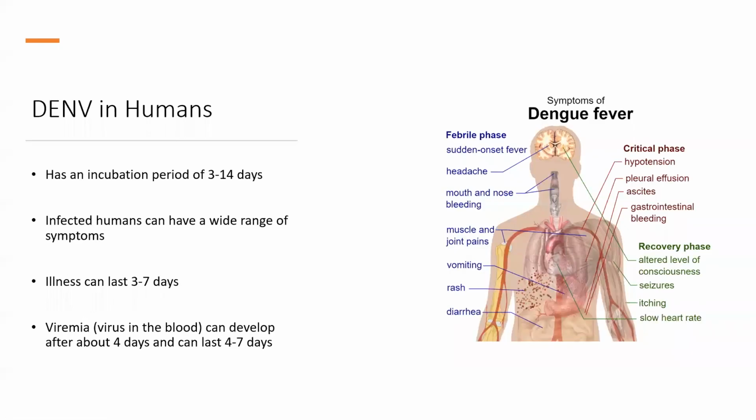So dengue in humans has an incubation period of 3 to 14 days, meaning it has to find a cell and start getting replicated. And there's a wide range of symptoms, and illnesses can last 3 to 7 days. And as I mentioned earlier, when people start shedding the virus, this is called viremia, virus in the blood.